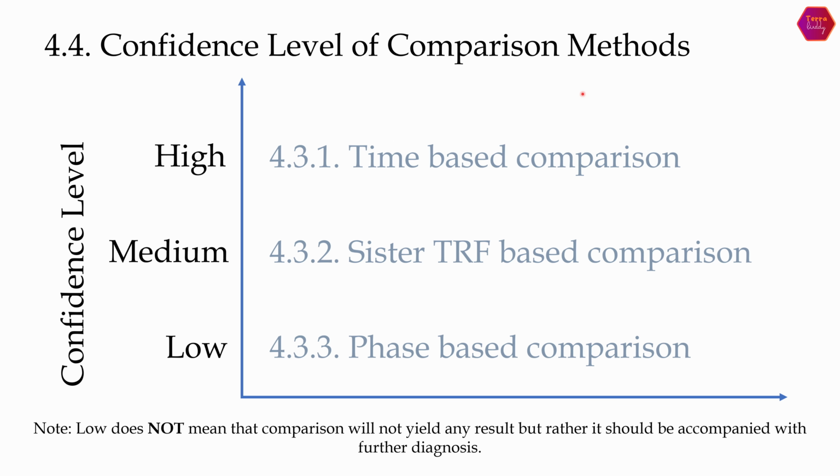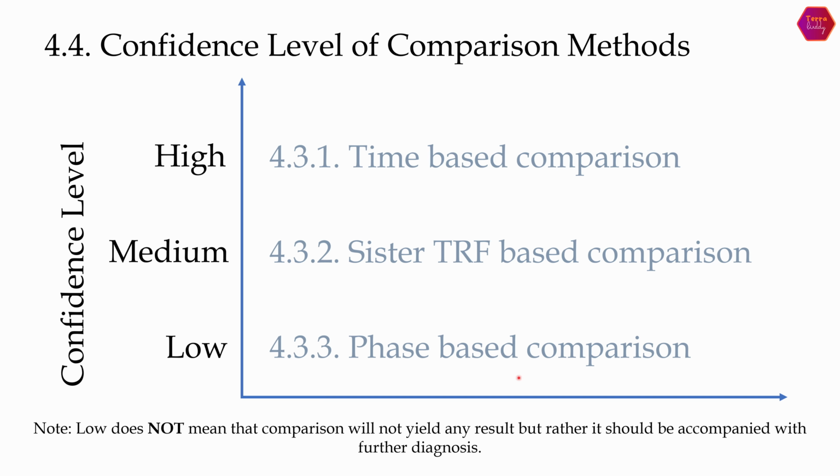Confidence level of comparison methods. Since in time-based comparison, the response of the same transformer is being compared, any deviation between the graphs suggests some changes inside the transformer. That is why the confidence level in this case is high. In sister transformer-based comparison, their responses should match, but slight deviation doesn't necessarily mean any change inside the transformer. That is why the confidence level is medium.